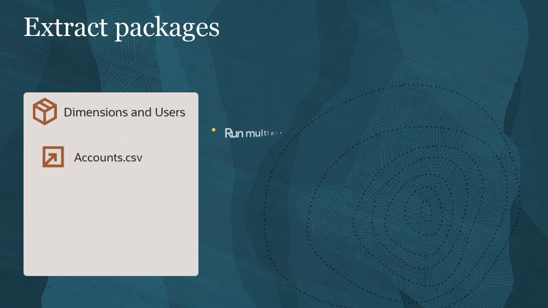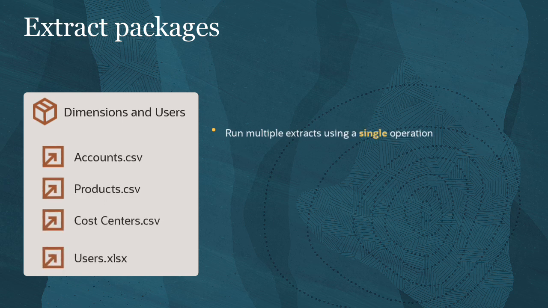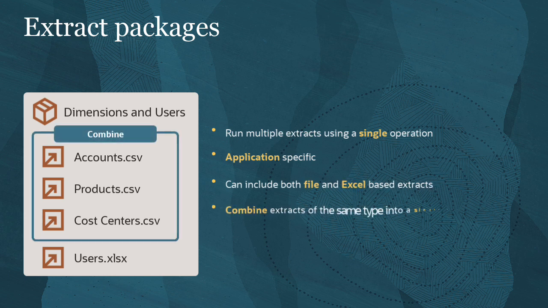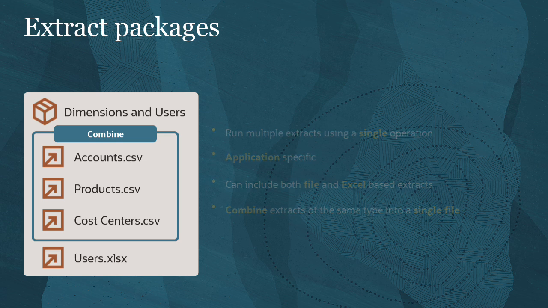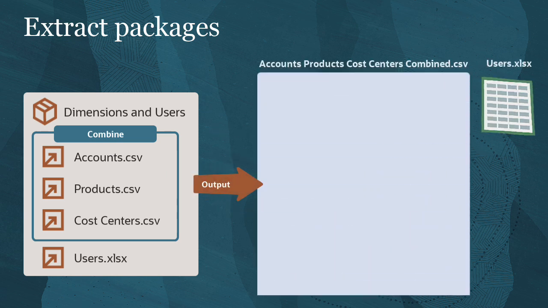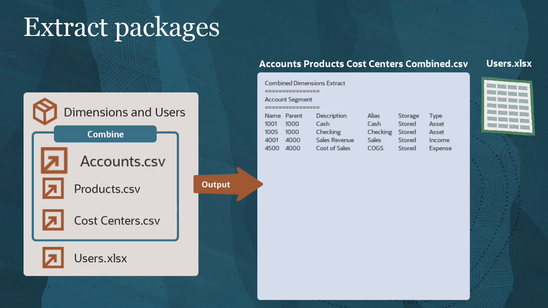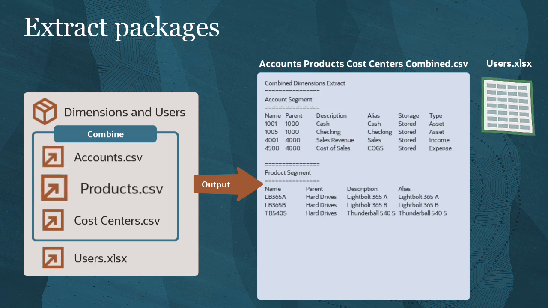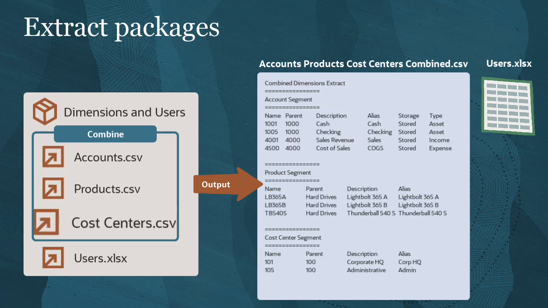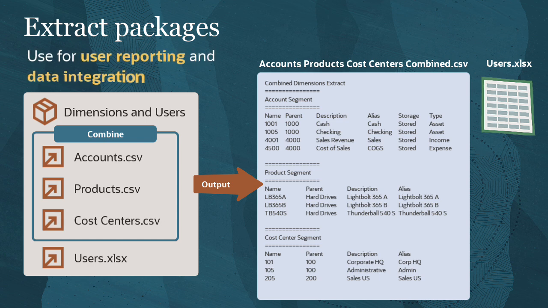Extract packages allow you to run multiple extracts using a single operation. They are application-specific and can include both file and Excel-based extracts. You can also choose to combine extracts of the same type into a single file in the package output. For example, you can create a multi-section data file with different sets of columns by combining the output of multiple text file extracts. You can use extract packages for both user reporting and data integration purposes.